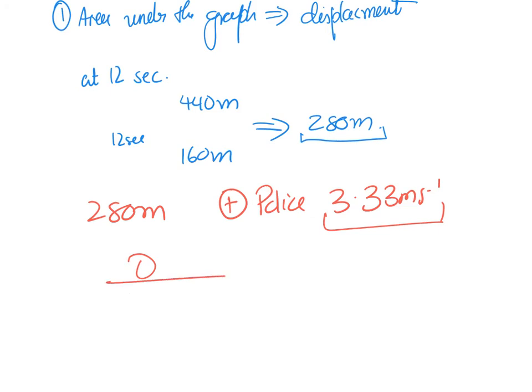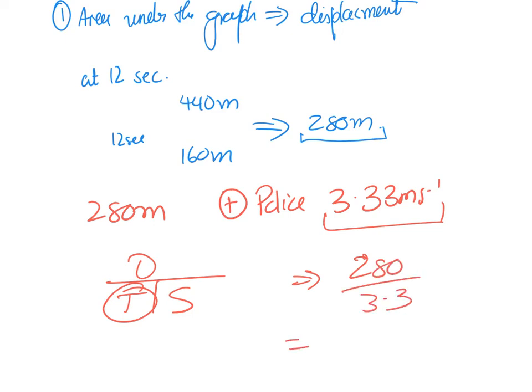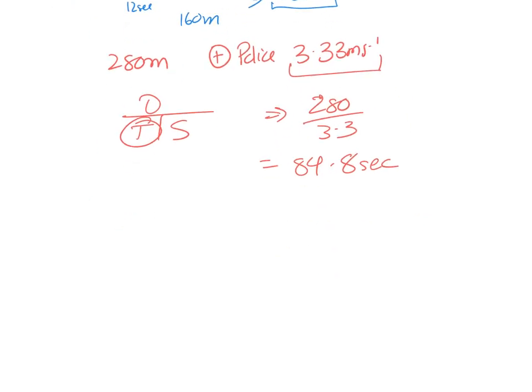So we use this triangle to find time. We go distance divided by speed, and that gives us 84.8 seconds. Now the question was, what's the total time the police car takes?